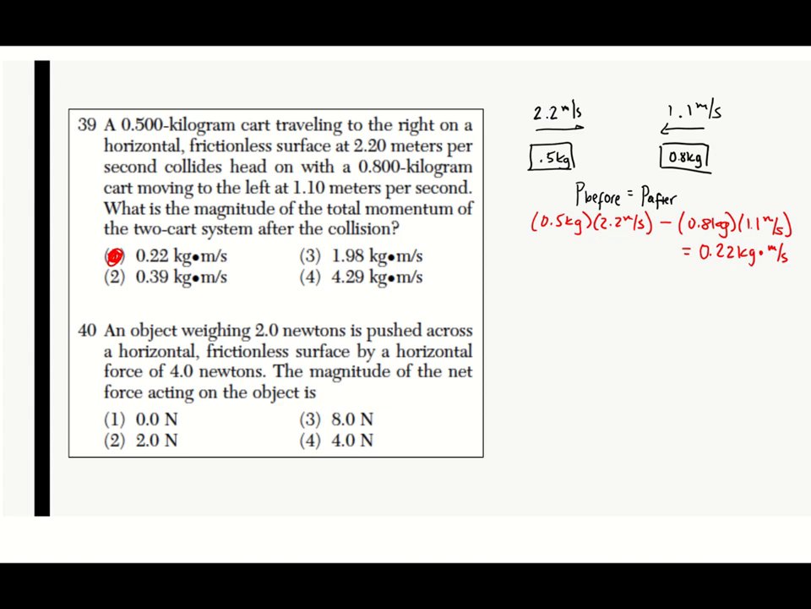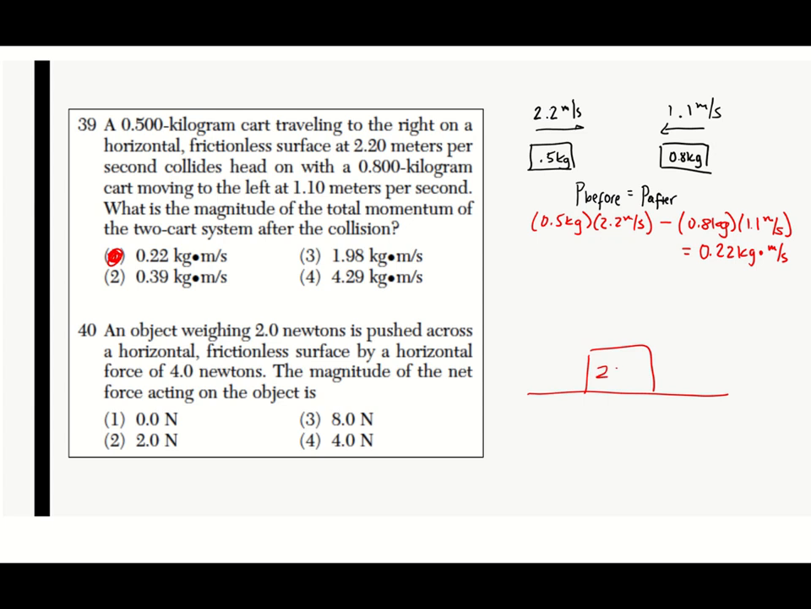All right, number 40, an object weighing 2 newtons is pushed across a horizontal frictionless surface by a horizontal force of 4 newtons. The magnitude of the net force acting on the object is... Alright, so let's first draw an image here.